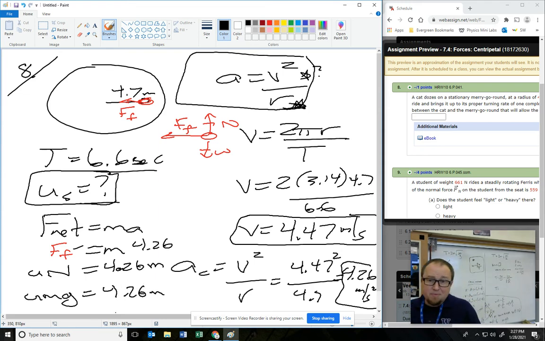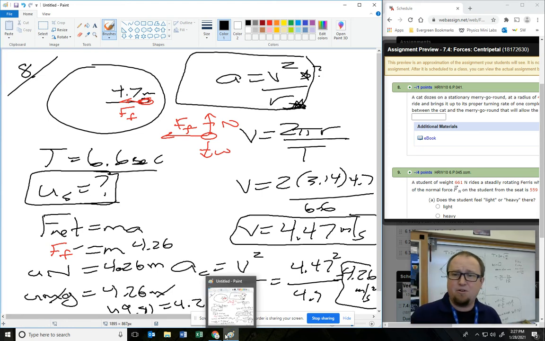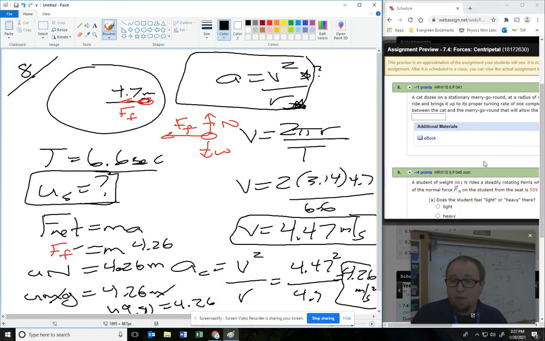Do I now have something I can work with here? I got mu mg equals 4.26 m. Please notice what happens to your m's. They're gone. So you have mu times 9.81 equals 4.26. Divide, solve, stick it in, you're done. You need that much static coefficient, or the cat isn't gonna stay, people.